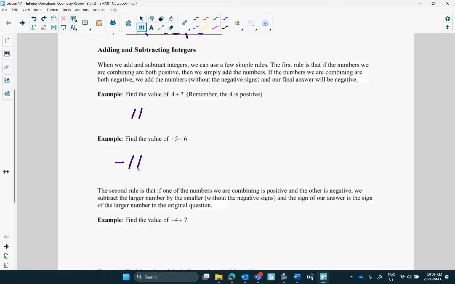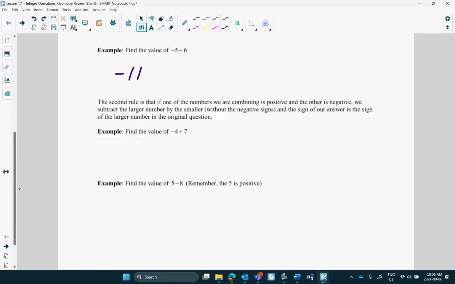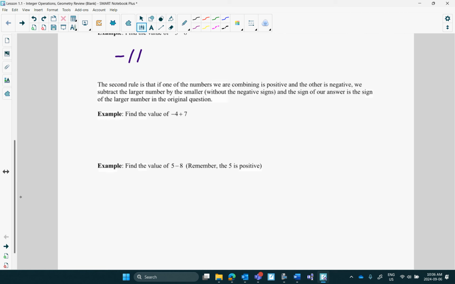What about if one of them's positive and one of them's negative? So we've got -4 plus 7. Anybody want to say how they would do it? Sarah? I would use the thermostat. Yeah, so you'd start at -4. If you go up 4, you're at 0, but we still got another 3 to go. So sure, that's one way you can look at it. You get +3.